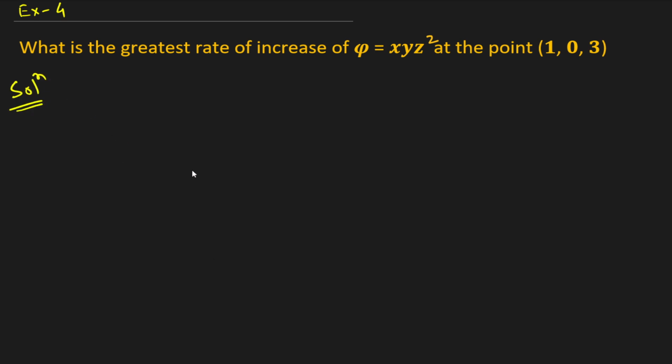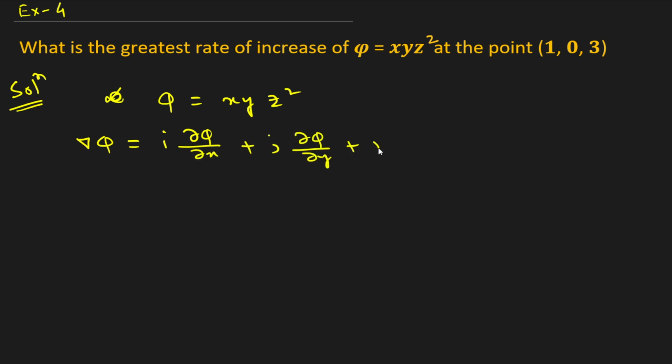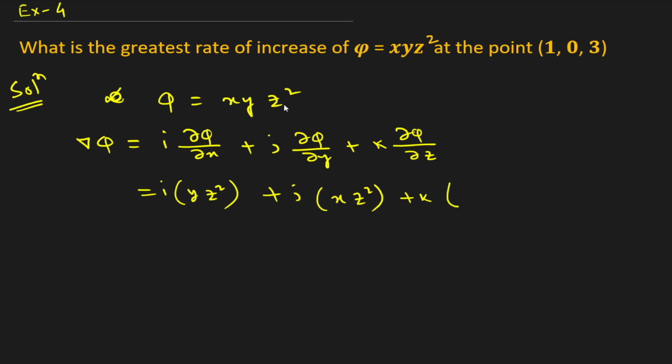Find the greatest rate of increase of phi. Greatest rate of increase of phi and normal derivative are the same. Phi is already given, so phi is equal to x y z square. First find the gradient of phi: i del phi by del x, j del phi by del y, and then k del phi by del z. After differentiating, what will we get? i into yz square, j into xz square, and k into, with respect to z, twice z, so it will be 2xyz.